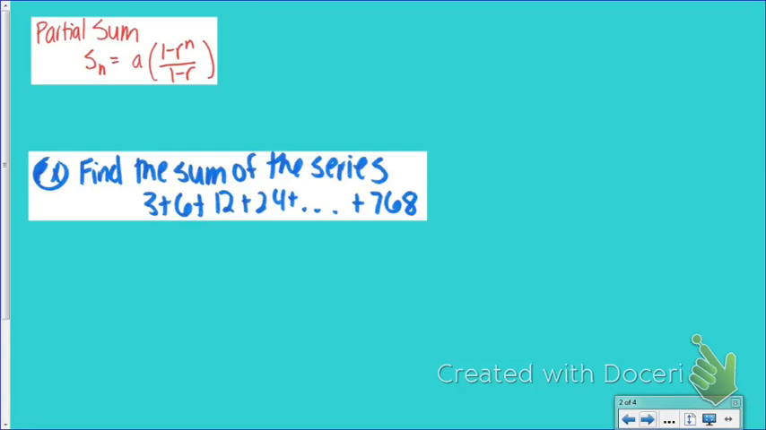Okay, so just like there was for the other sequences, I still have a partial sum formula that I can use. And again, it uses the same letters here, where a is my first term, r is my common ratio, and n is the number of terms I'm adding.